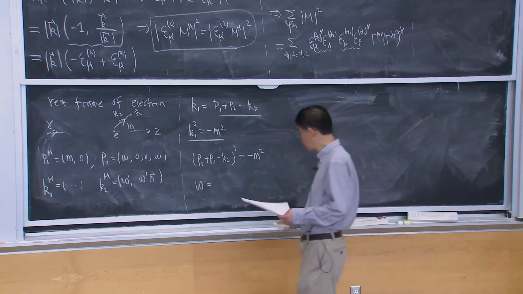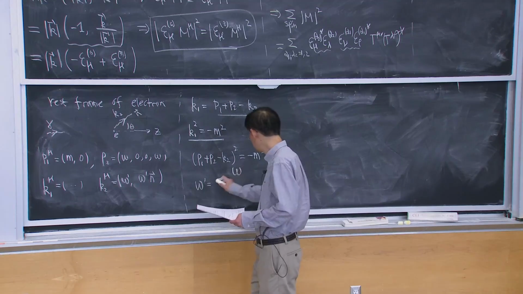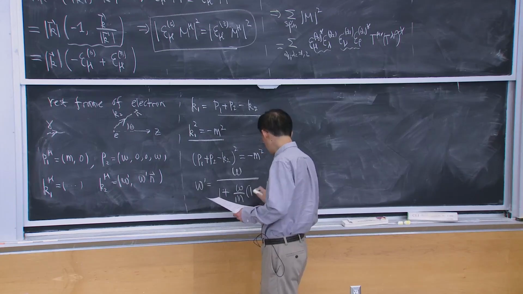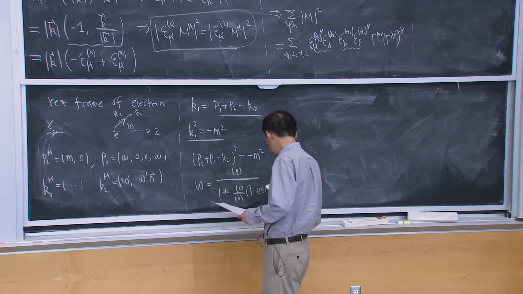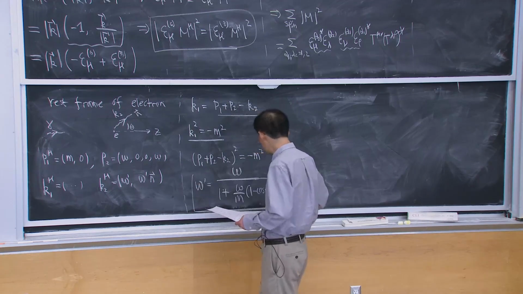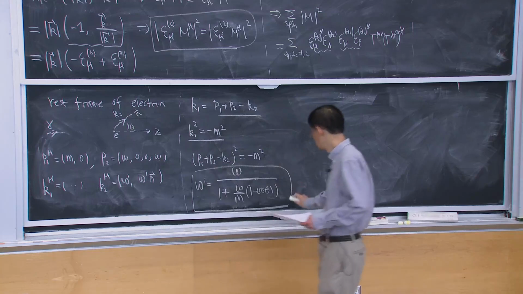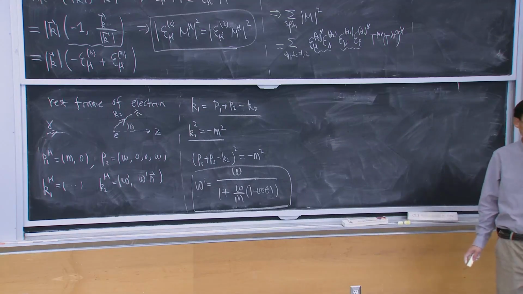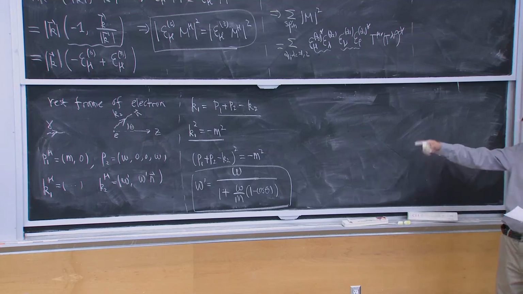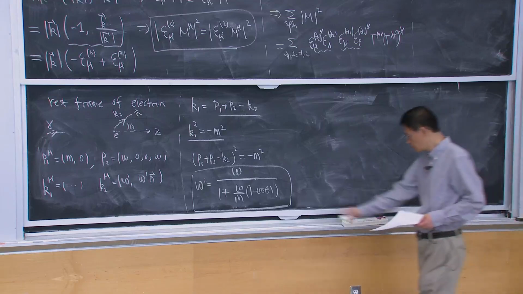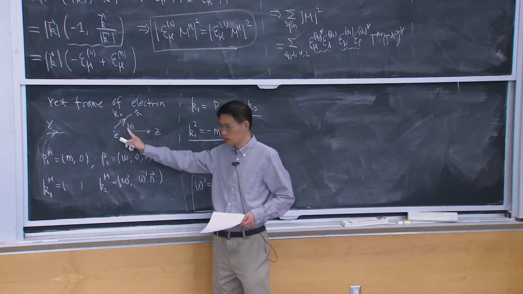So you find omega prime is equal to omega divided by 1 plus omega over m times 1 minus cosine theta. This is the final frequency of the photon, expressed in terms of the initial frequency of the photon, the mass of the electron, and the scattering angle theta.